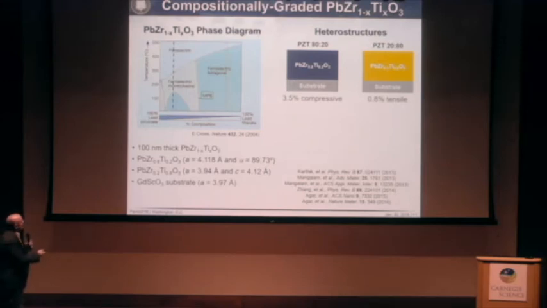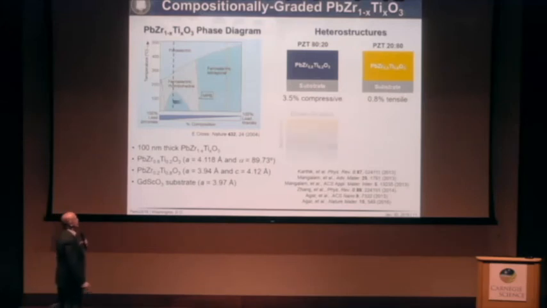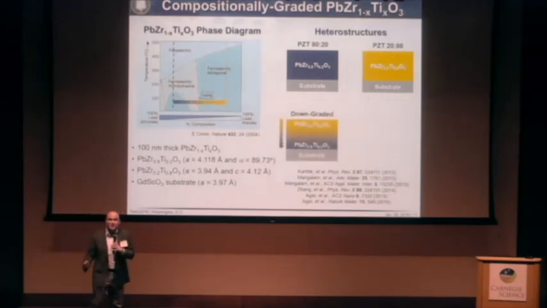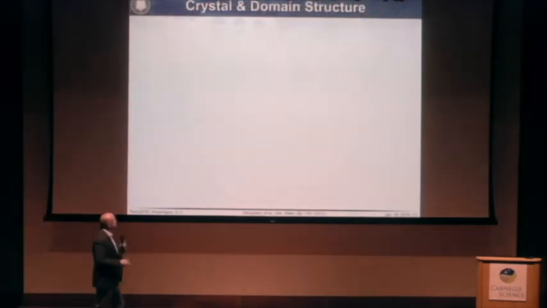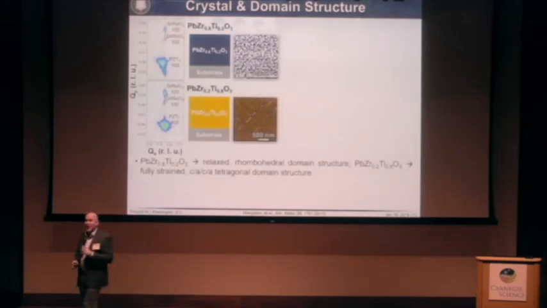We pick a substrate, in this case, again, gadolinium scandate. We know the relative strains for the two parent layers. We can grow downgraded versions, and we can grow upgraded versions of these materials. All right, so we've been working on this for a number of years. Let me very quickly just tell you what happens when you make these.